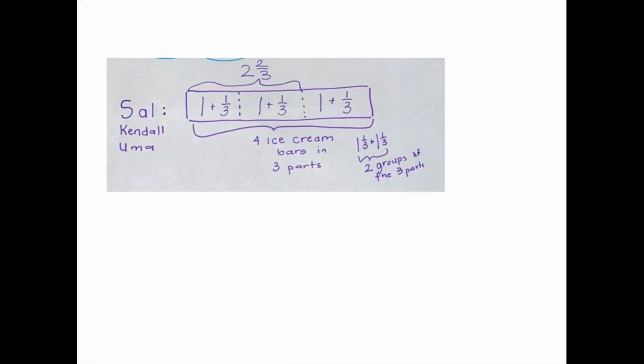Sal, Kendall, and Uma did it a little bit differently. They took the 4 ice cream bars and thought of them as being squished together in one big long bar. So that's 4 ice cream bars. And then they divided that one long bar into 3 parts. And then they thought, okay, so how many is in each 3 parts? Sal thought about it by first saying, I know it's at least 1. So you put 1 in each box. And then I know what's left over can be divided into thirds. So he put a third in each box. And then he knew that he had to think about what is 2/3 of the 4 ice cream bars. And so he just added 2 of the boxes together to make 2 and 2/3.